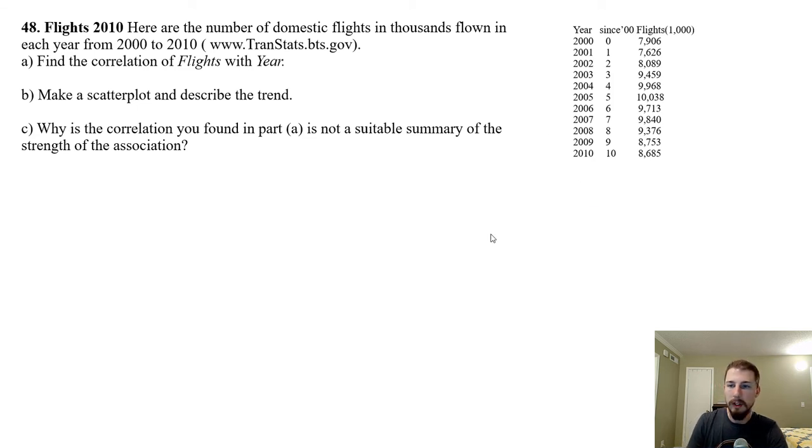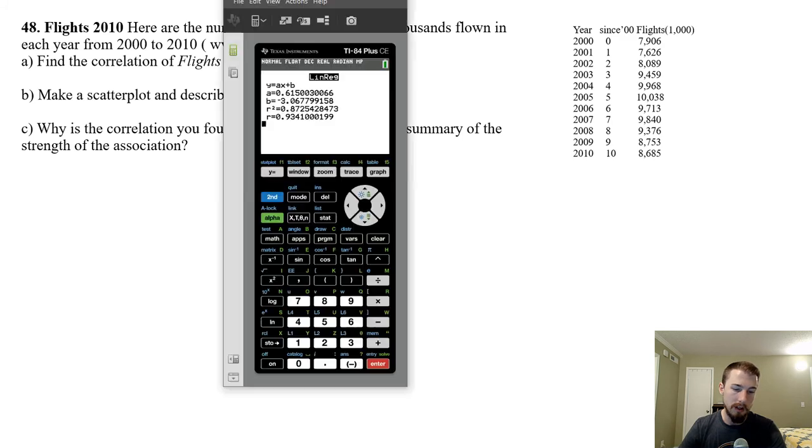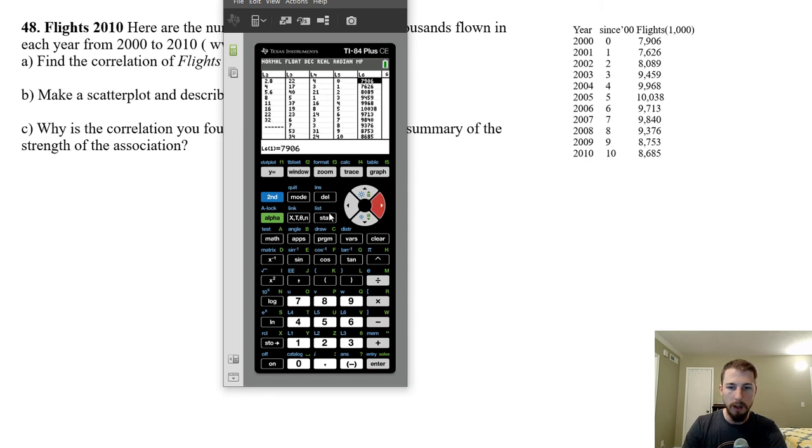So we're going to put this in list, I think I'm going to do it in list 4 and list 5, or list 5 and list 6. I think I've already put them in there. Yeah, I did. All right, so when we're talking about years from 2000 to 2010, instead of writing 2000, 2001, 2002, they're doing years since 2000, and so they're subtracting 2000 from it, just shifting, in other words. So 0 all the way through 10 is how we're going to put it in the calculator.